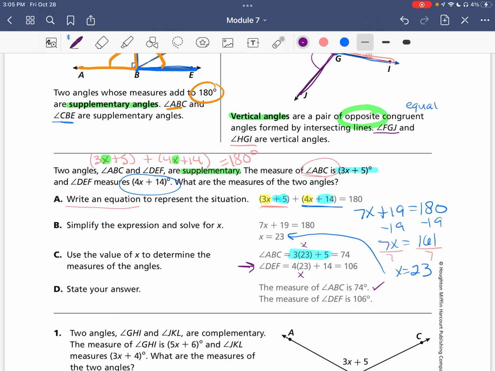Now to check, remember both of these angles should add up to 180. So if we add those together, we can double check to make sure they equal 180 degrees. Let's do that just over here. 106 plus 74 is 180. Fantastic.